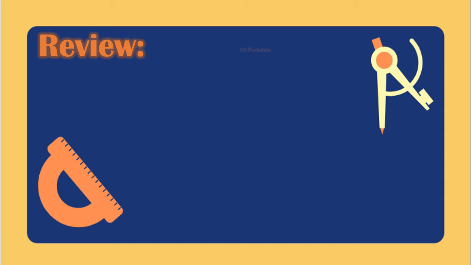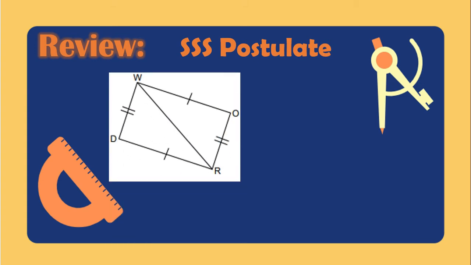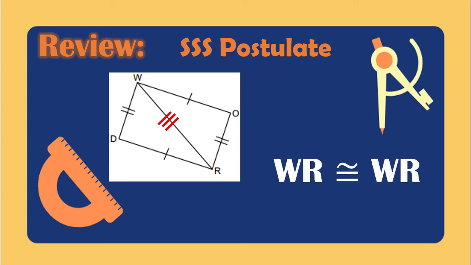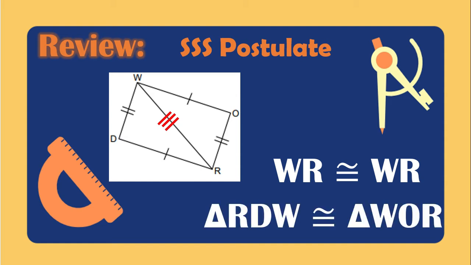Third one, we will use the SSS postulate to prove that these two triangles are congruent. So looking at the figure, we can say that this side is congruent to itself by reflexive property. So we have WR is congruent to WR. And then the congruent triangles are triangle RDY is congruent to triangle WOR.